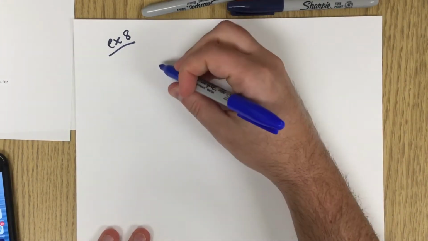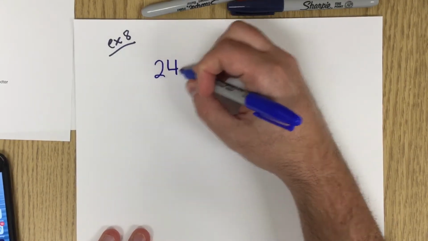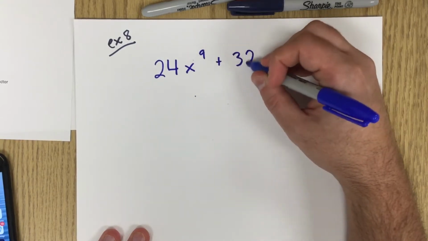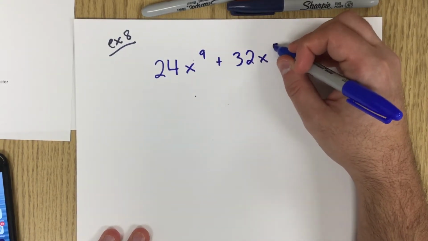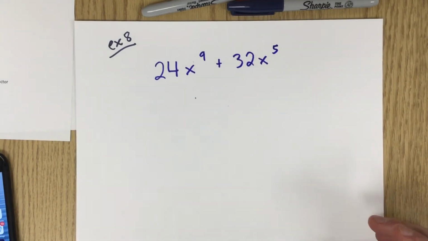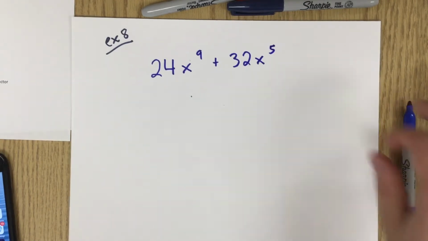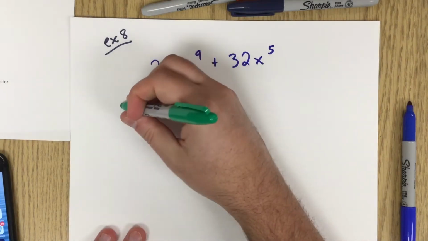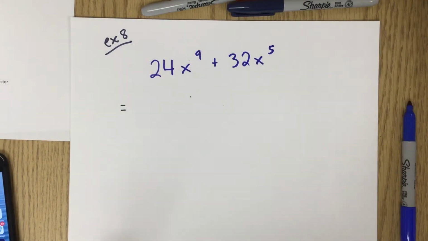Next example. 24x to the 9 plus 32x to the 5. A lot of big numbers here. So we could do a common factor, so we could divide things.